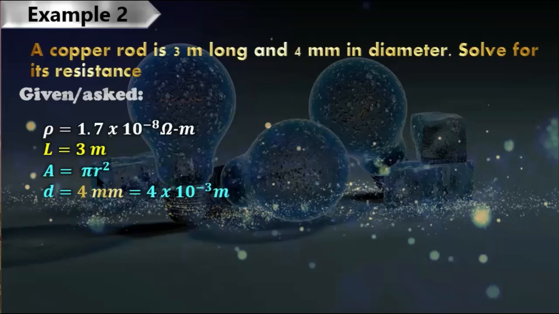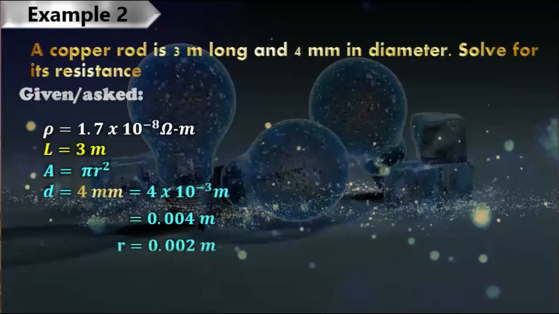And since in our formula r is needed, therefore just simply divide 0.004 meters. This is the decimal form of this one. Divide this one by 2. We have 0.002 meters because radius is just simply half of the diameter. So r is known.